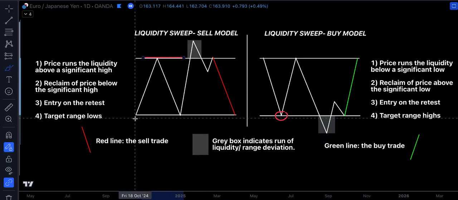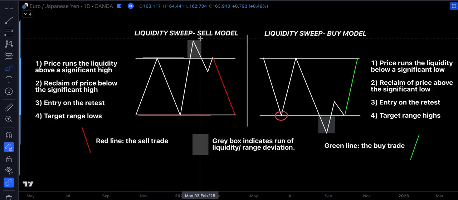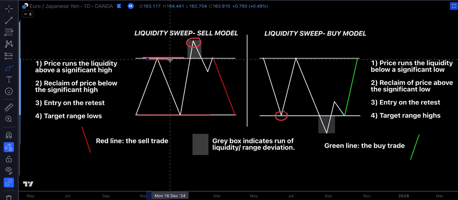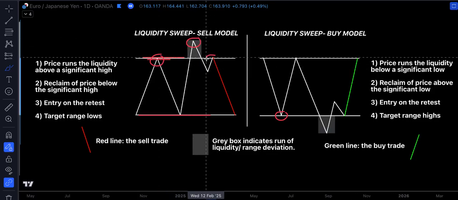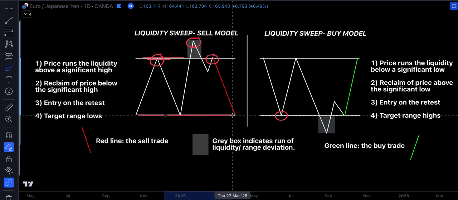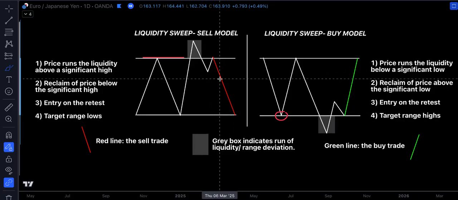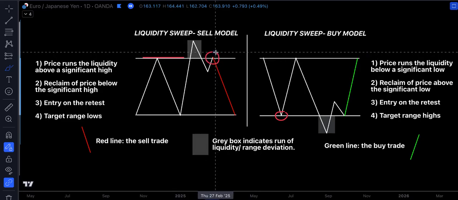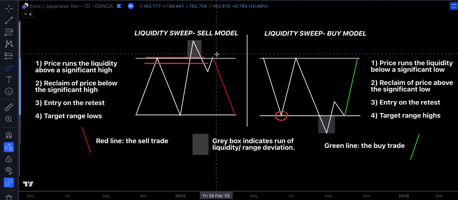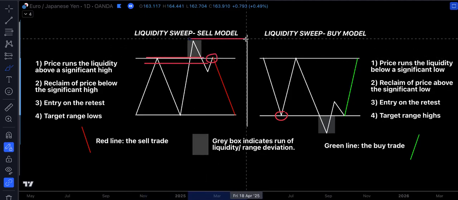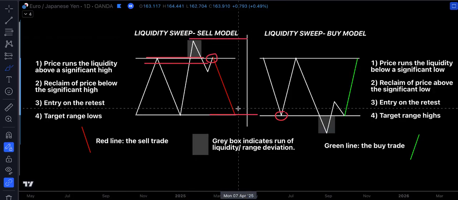Because if you think about this logically, this is just a range, okay? This is the range high. This is the range high right here. This is just a deviation above that range high, and therefore we can look to enter off this level and look at trading that back to the bottom of the range. Okay, so we need to see an entry on the retest of this significant level. Okay, so around this area will offer an entry for our sell model. We will have invalidation above the deviation, and then we can look to target range lows back at the bottom right here.